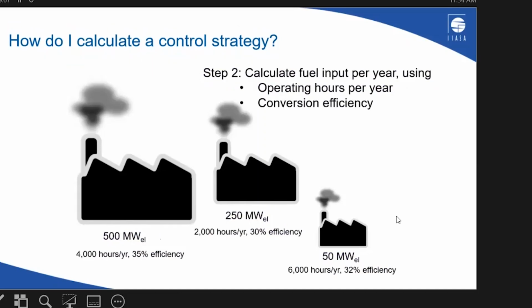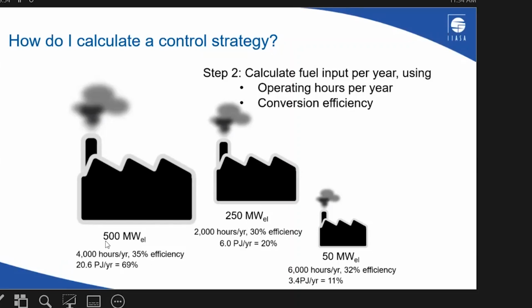Now, the next thing you have to do is calculate fuel input per year. And for the fuel input, what is needed? We already know about the capacity. We need to know how many hours in a year the power plant is working. That is usually known as capacity factor or plant load factor. And the second thing we should know is the conversion efficiency. I have already provided how many hours the power plant is operating in a year and what is the overall efficiency of the power plant. Based on this, you can easily calculate the fuel input.